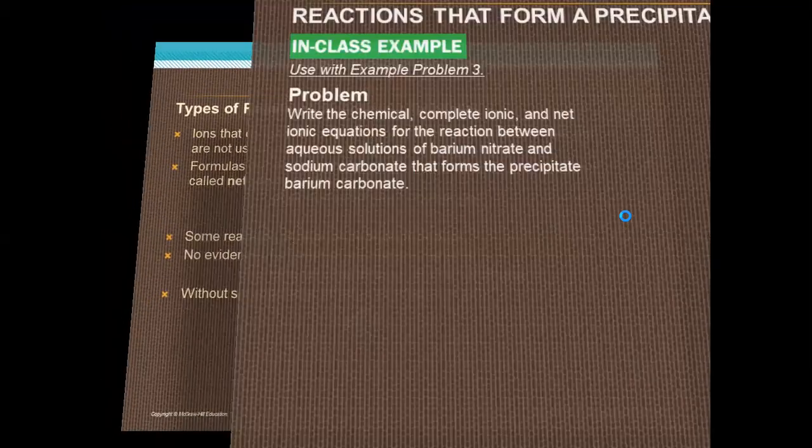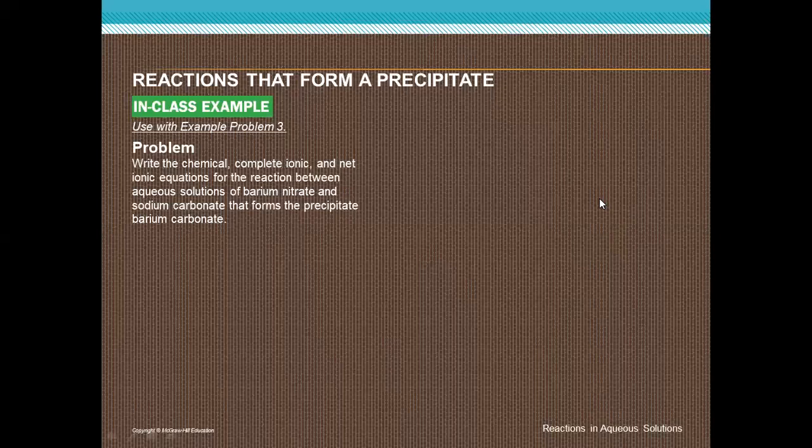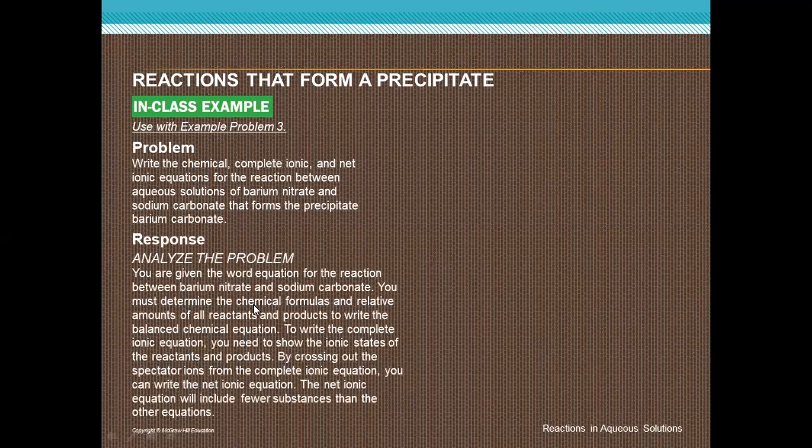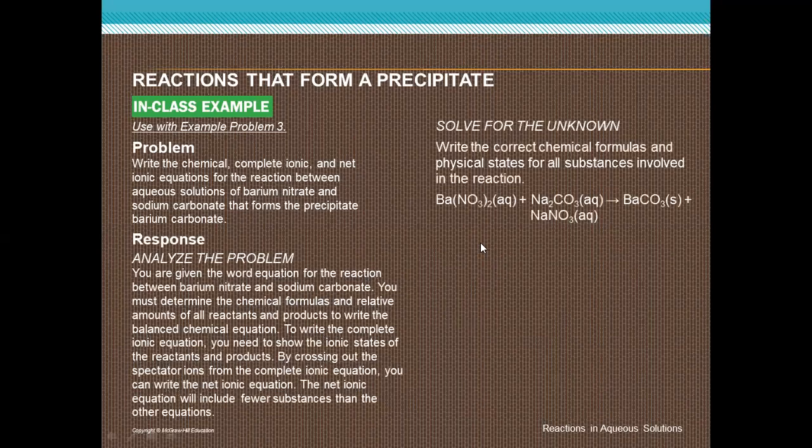Okay, after that, the problem. Write the chemical, complete ionic and net ionic equation for the reaction between aqueous solutions of barium nitrate and sodium carbonate that forms the precipitate of barium carbonate. So you must know these symbols, okay? So you are given the word equation for the reaction. What is the word equation of this?